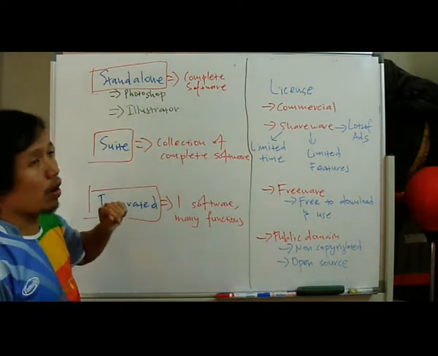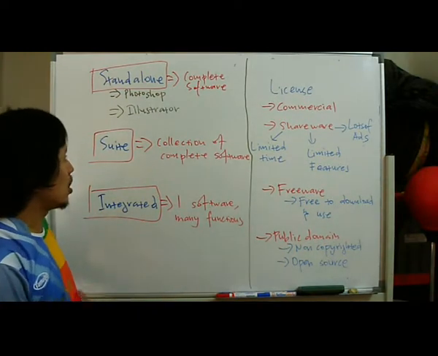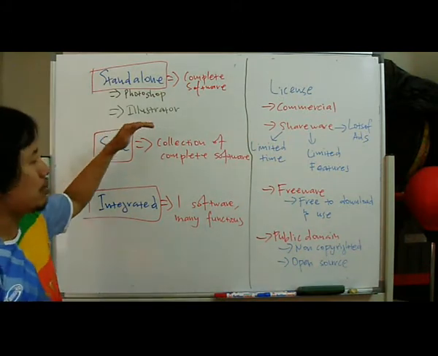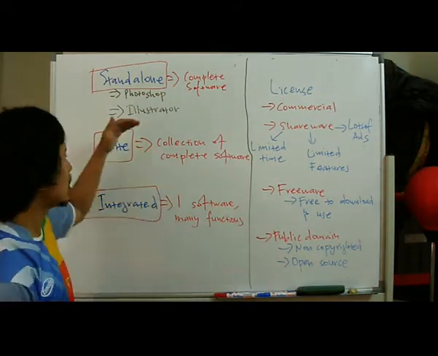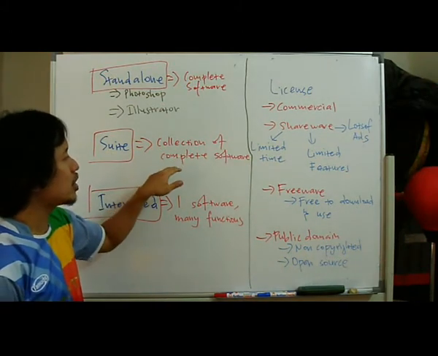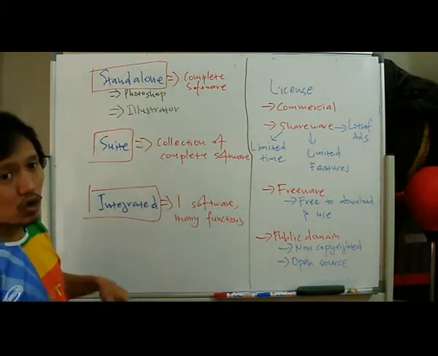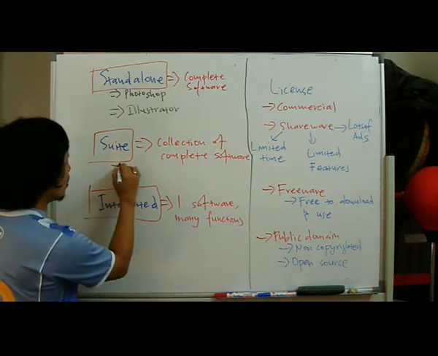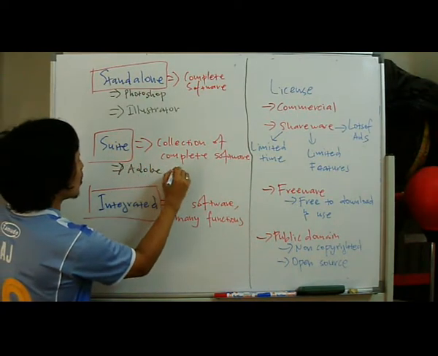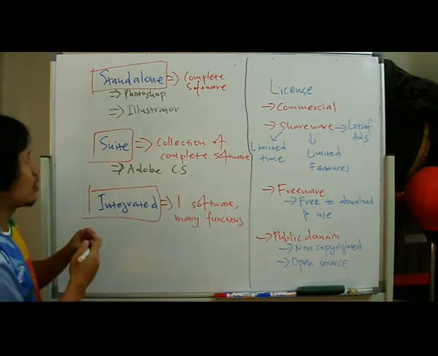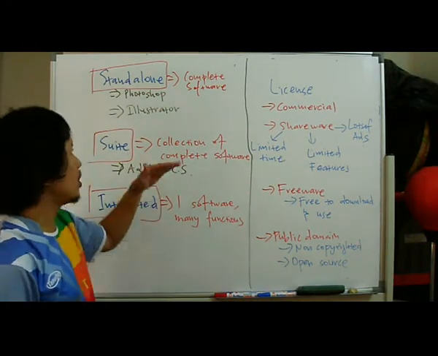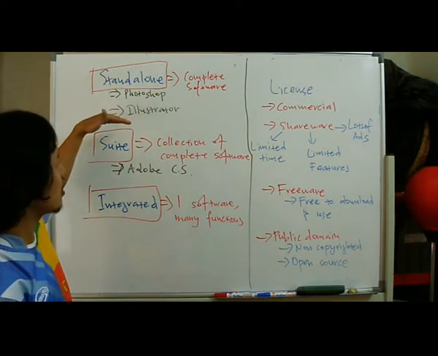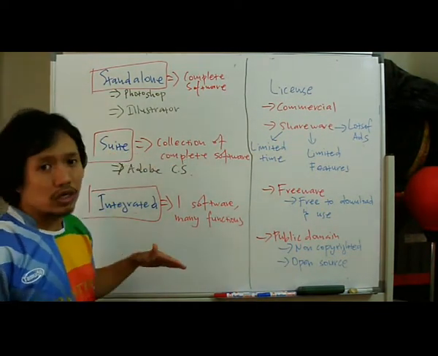For example, Photoshop. You can just install Photoshop on its own. Or Illustrator. You can just install Illustrator on its own, right? And sometimes it makes sense for some people to have a suite, which is a collection or combination of complete software or standalone software. For example, we have the Adobe Creative Suite, which is a combination of Photoshop, Illustrator, and other different Adobe software. So this is an example, right? So standalone software, you combine several, you get a software suite, right?